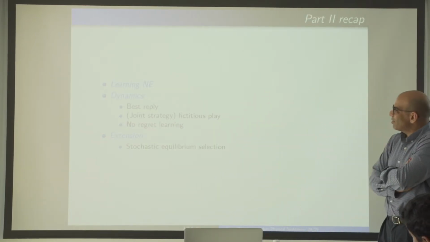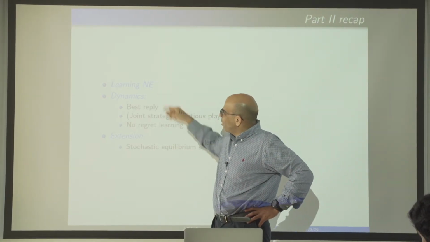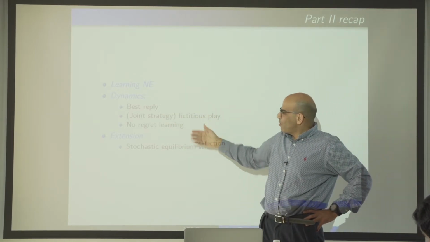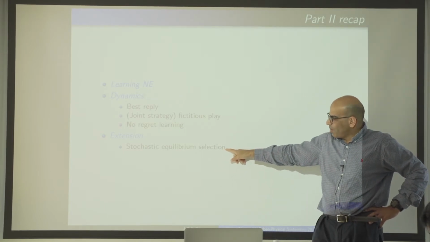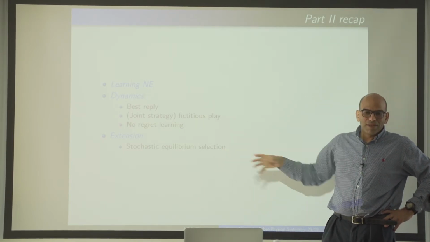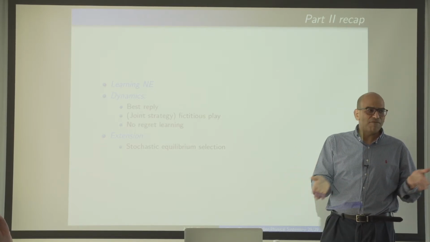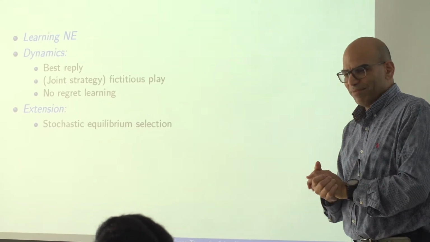Okay, so let's see. We have Nash equilibrium, but we now shifted the attention to learning. We looked at best reply, we looked at fictitious play, we looked at no regret, and I just barely mentioned at the very last minute that if we use stochastic dynamics, they can differentiate between different equilibria and favor some over others. Okay. All right, that's it for this lecture.